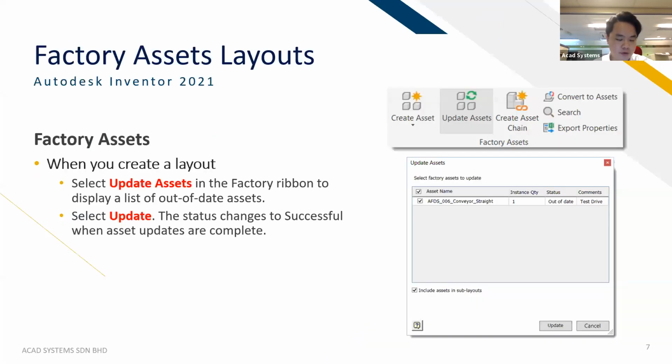And before you do your designs, there are some settings you have to make sure of. One of them will be the factory asset. Because when you are creating a layout, the most important thing is that you have to update your assets. And when you select update, the status will change. And when it comes to successful, that means all the updates are completed.